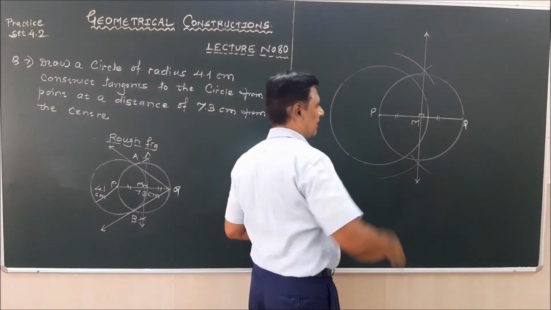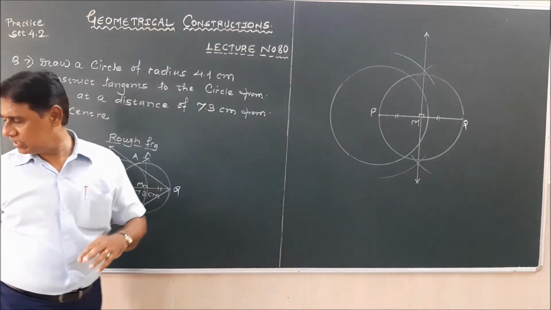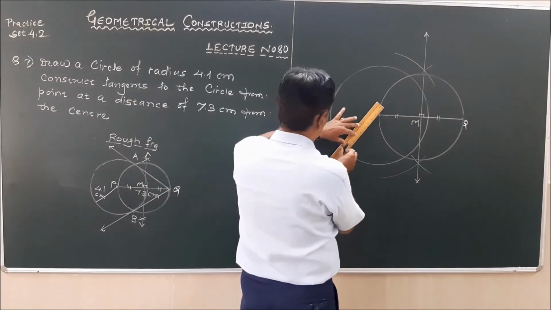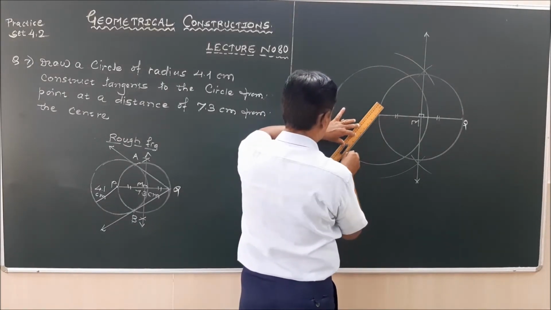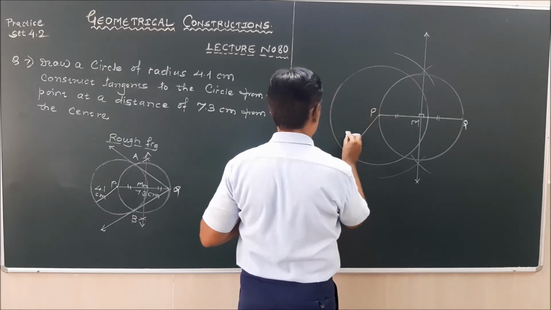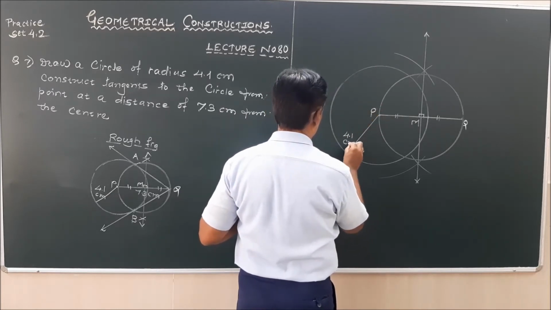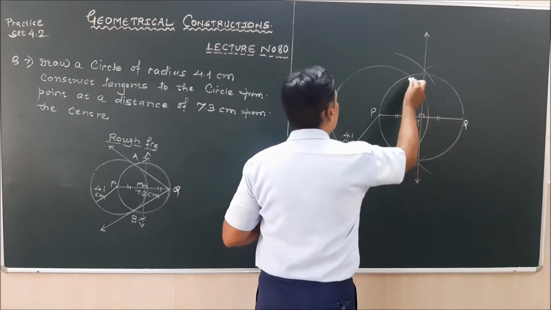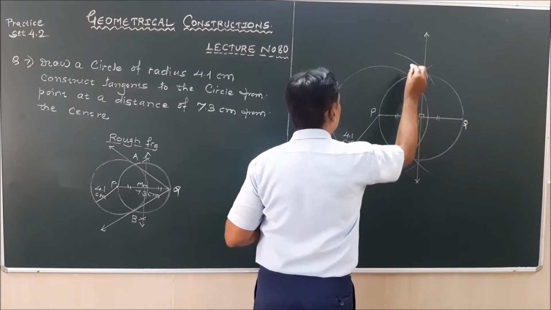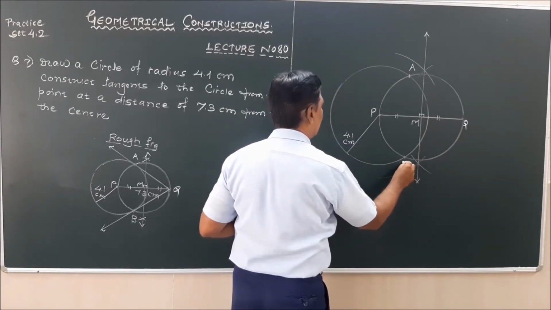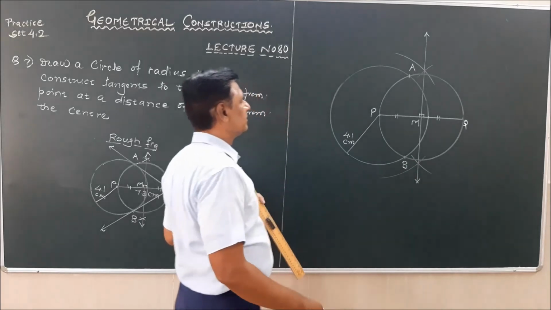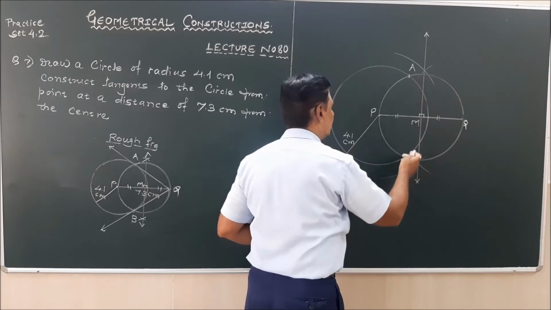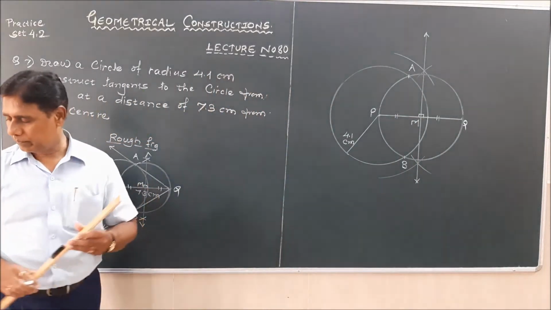This is our original circle, right? And the radius of our original circle is 4.1. Now this newly drawn circle intersects the circle of radius 4.1 in 2 points. See, this is the originally drawn circle, this is the newly drawn circle. They are intersecting at points A and B.